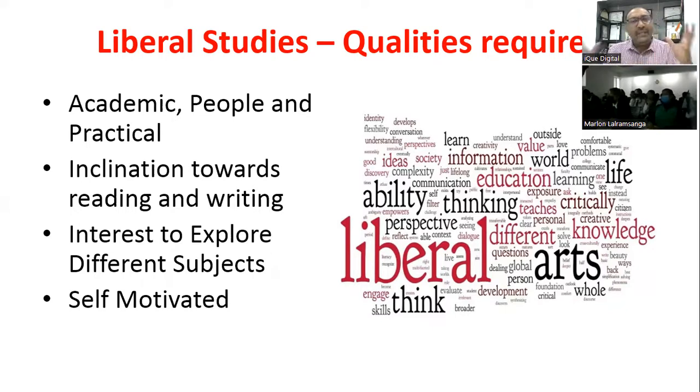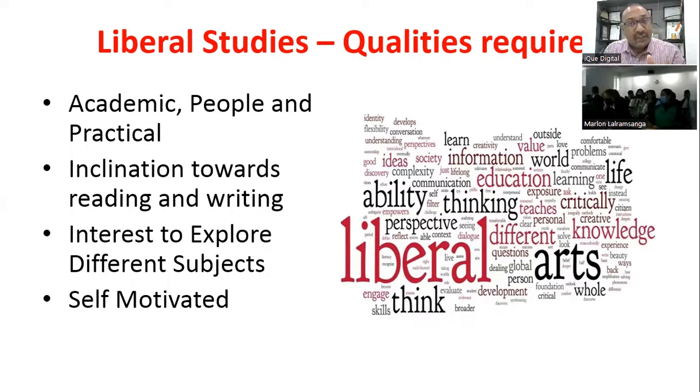Once you've explored these subjects, then you take up a major subject and a minor subject. And if you take a major subject related to humanities, you get a degree which is BA honors. Major subject related to management, you get BBA honors. Major subject related to commerce, you get BCom honors. And the major subject related to science, you get a BSc honors.